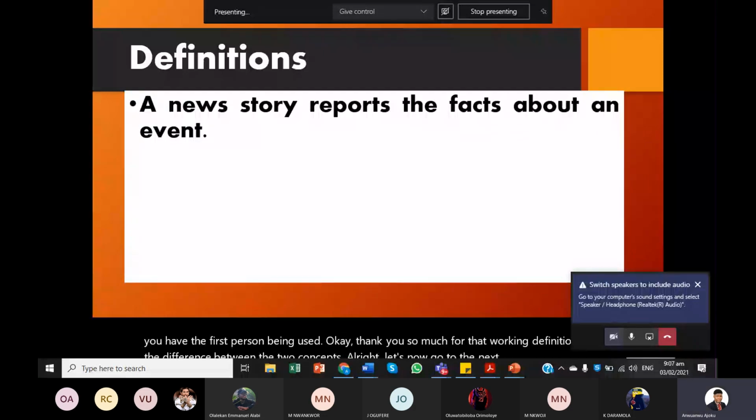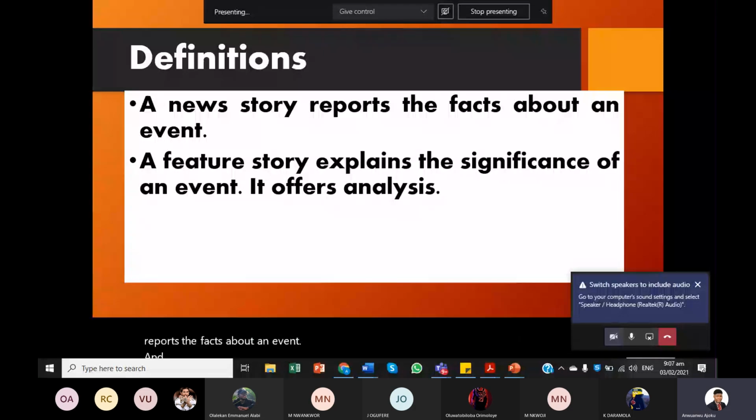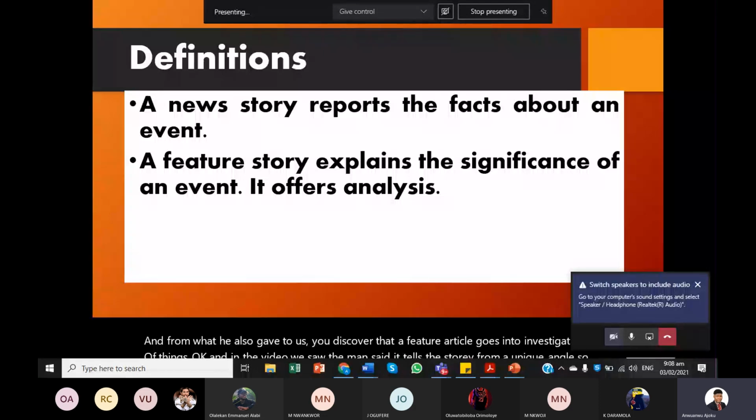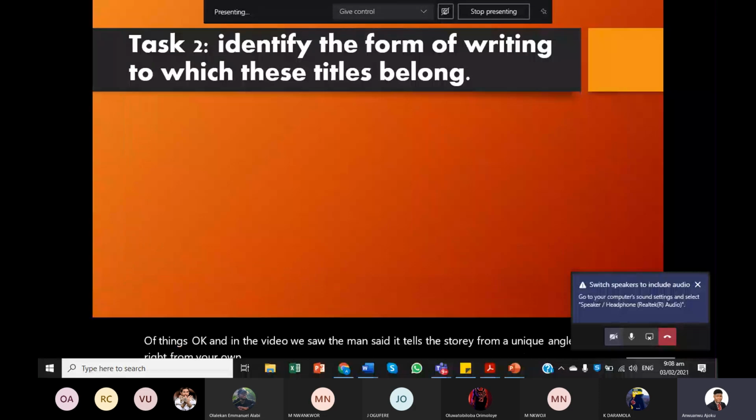Now, going by what Lekon has given to us, a news story reports the facts about an event. And then a feature story explains the significance of an event. And from what he also gave to us, you discover that a feature article goes into investigations, analysis of things. And in the video we saw, the man said it tells the story from a unique angle. So you write from your own perspective. That is what is required.